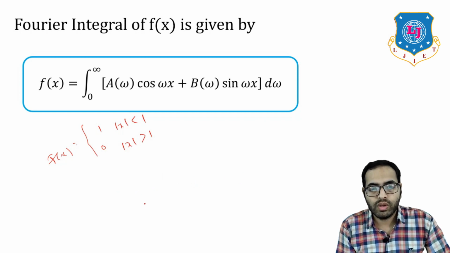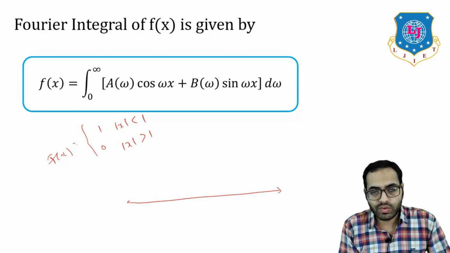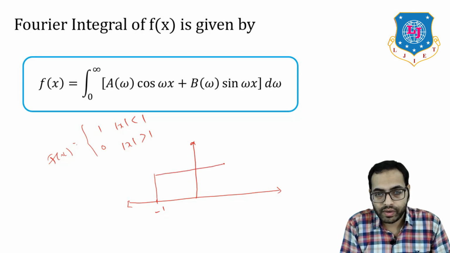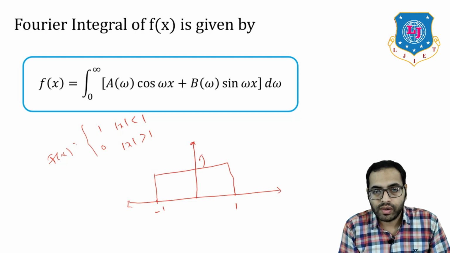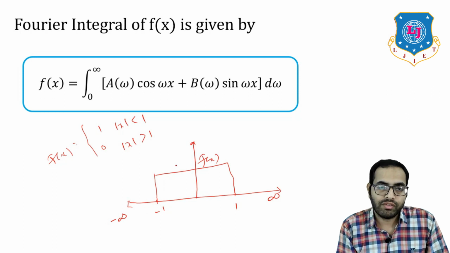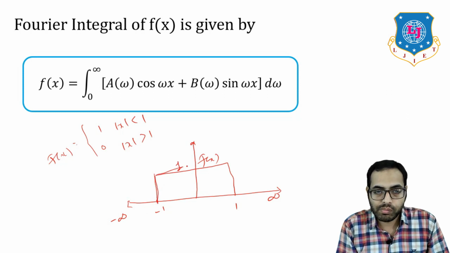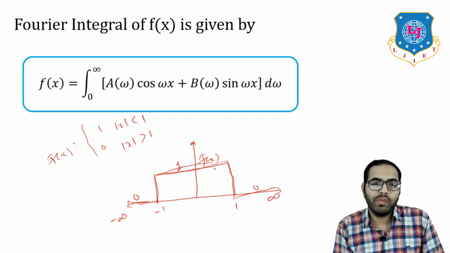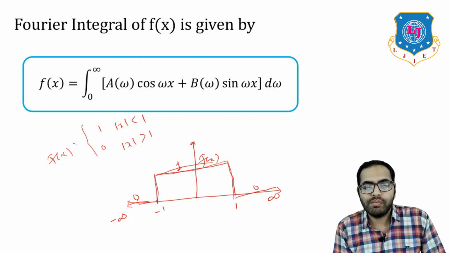Then what we have to do: this one is our x-axis, then minus 1 to 1. This one is our function, this one is minus infinity up to plus infinity. In between minus 1 to 1 the function has value 1, and except this range the function has value 0, meaning minus infinity to minus 1 the function has value 0, and 1 to infinity it is also 0.